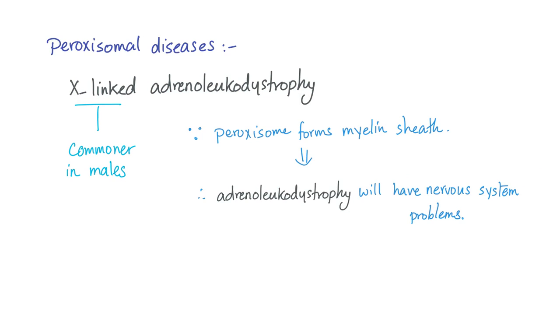Okay, now what if abnormalities happen and you have peroxisomal disease, such as X-linked adrenoleukodystrophy, which I've talked about in a previous video, so please Google adrenoleukodystrophy Medicosis and you will find it. X-linked, so it's commoner in males, and since the peroxisome forms the myelin sheath plasmalogen, peroxisomal disease will have nervous system problems, which makes perfect sense.